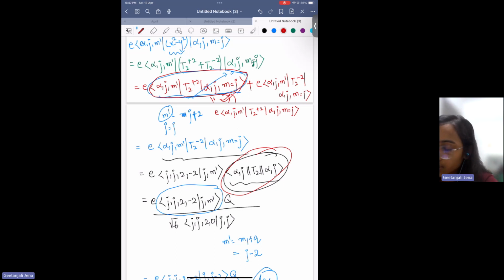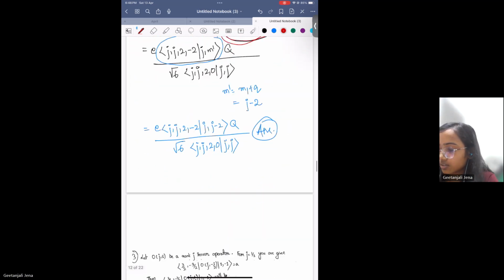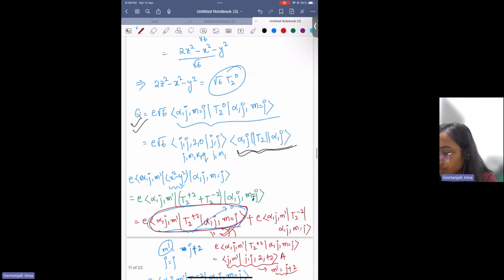So you can write this in terms of the CG coefficient. If you write it down, it will be J prime, one is JJ 2 plus 2, and there is a term which is similar to this one, let's say it is A. Now for this coefficient to be non-zero, M prime would be J plus 2, which is not possible when J equals J. So that means the first component is 0. This is how you can solve the second problem.